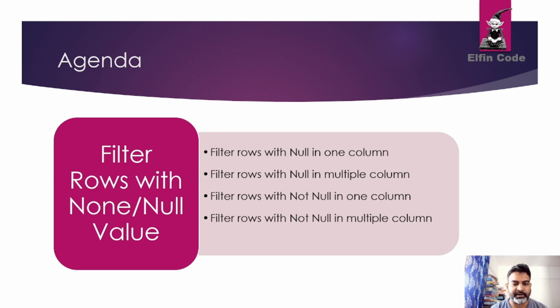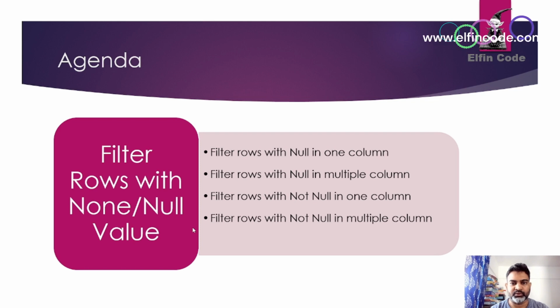If you have multiple attributes and you want to combine all those attributes to check whether all of them have null values or not, that is the kind of thing you need to put in your filter. You can use the second category, which says filter rows with null in multiple columns. And then in the third and fourth, we will see how we can filter out those values which are not null, for a single column and for multiple columns. So these are the four things we will be seeing in our code.